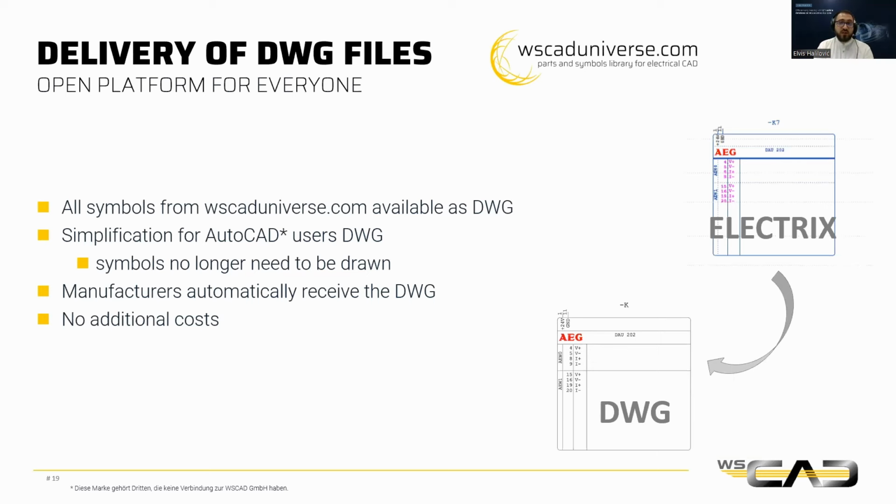All symbols from WSCAD Universe are also available in DWG format. You can use WSCAD to get DWG drawings for your AutoCAD. That means that you don't have to draw symbols by yourself. Manufacturers automatically receive the DWG. There are no additional costs.